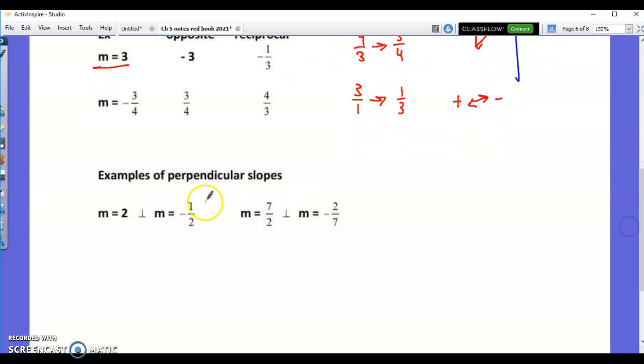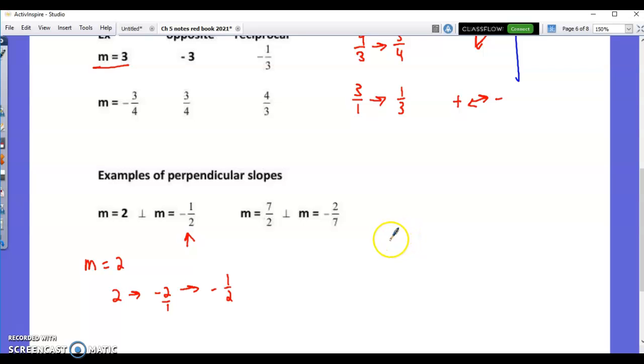So for example, if m equals 2, the opposite of 2 is negative 2, and the reciprocal of that, just think of it as 2 over 1, would be negative 1 over 2. And that's how we get this. Right? 7 over 2, flip it, 2 over 7, and the opposite. So that's how we get it. So this slope would be perpendicular to that slope.